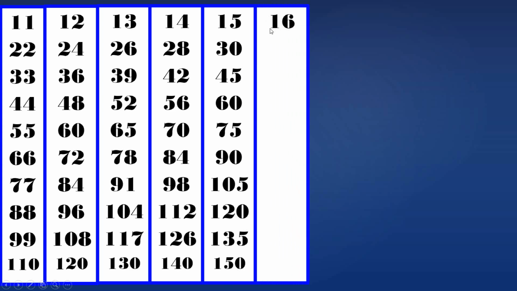16 times table. 16 times 1 is 16. 16 times 2 is 32. 16 times 3 is 48. 16 times 4 is 64. 16 times 5 is 80. 16 times 6 is 96. 16 times 7 is 112.